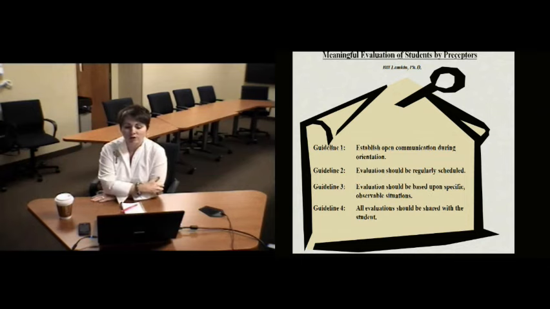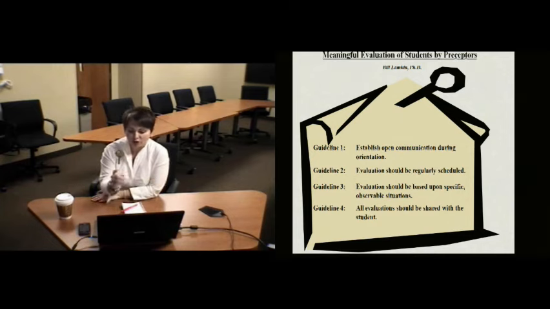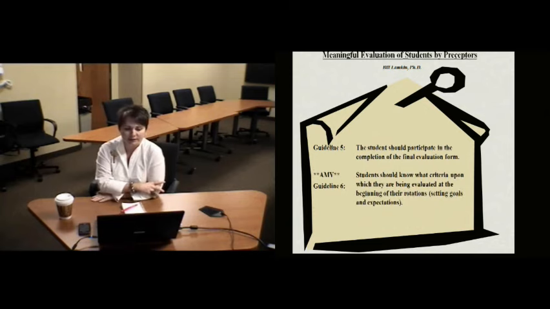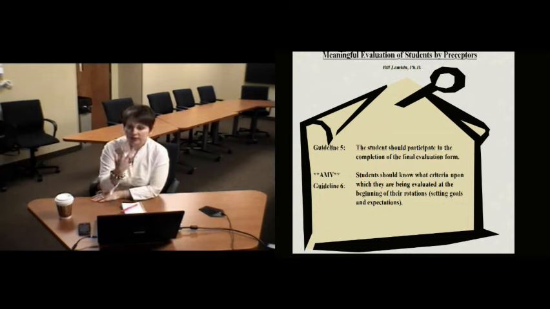Evaluation should be based on specific observable situations. Remember we said the learning objectives need to be discrete, they need to be measurable, they need to be performance-based and not person-based. All evaluations should be shared with the student. Again, that goes back to the formative process and how summative should not be a surprise. Guideline 5, the student, as we have said numerous times, should be an active participant in that final evaluation.